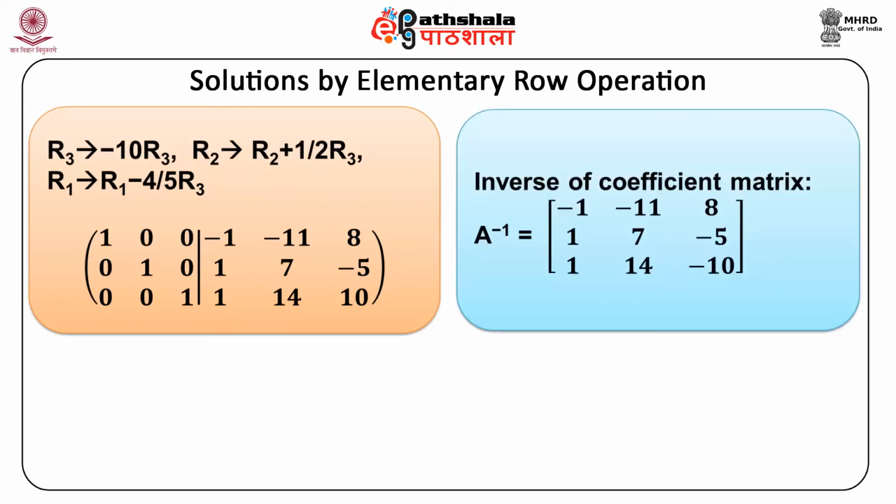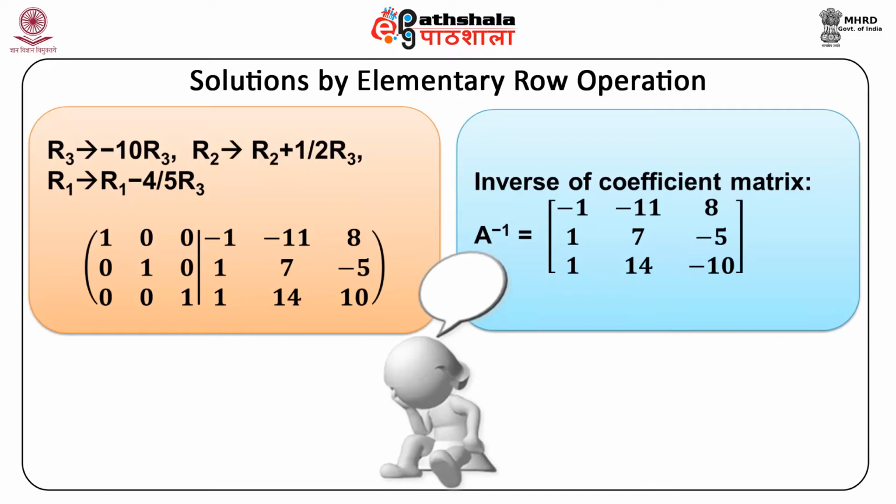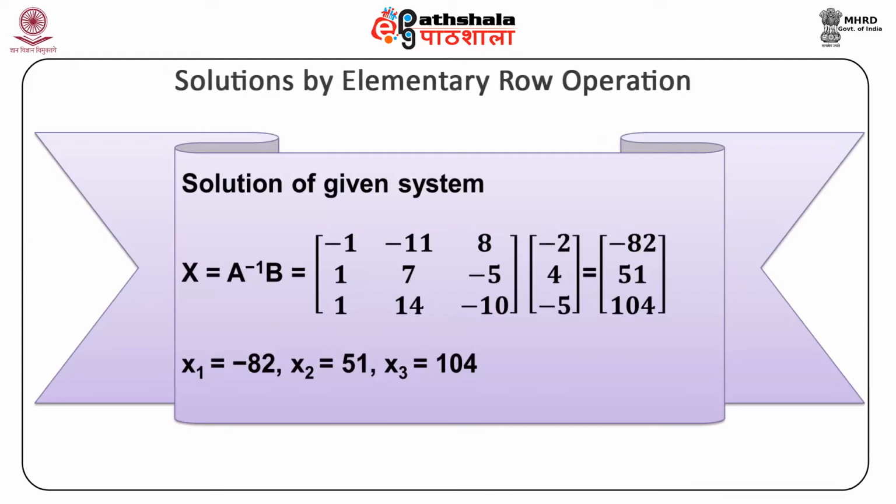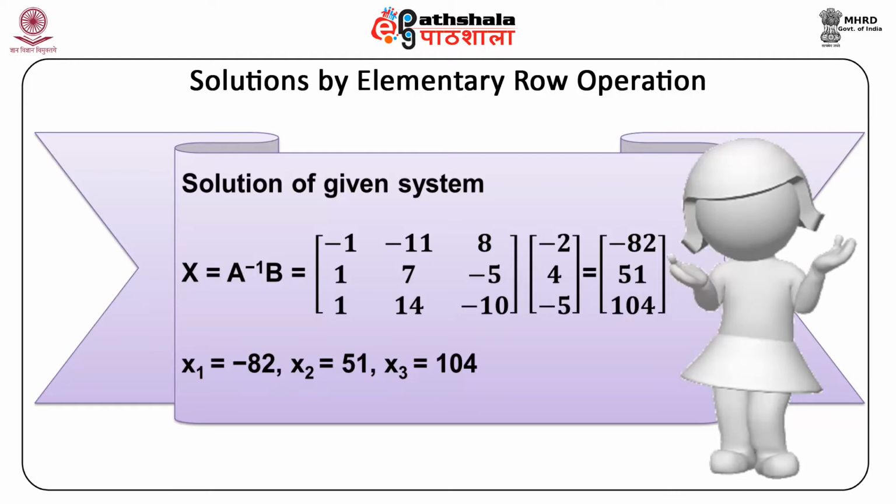So, the inverse of the coefficient matrix is given by A raised to the power of minus 1, which is equal to minus 1, minus 11, 8, 1, 7, minus 5, 1, 14, minus 10. Hence, the solution of the given system is X equals A raised to the power of minus 1 B, which is equal to minus 1, minus 11, 8, 1, 7, minus 5, 1, 14, minus 10 into minus 2, 4, minus 5, which is equal to minus 82, 51, 104. Hence, x1 is equal to minus 82, x2 is equal to 51, and x3 is equal to 104.